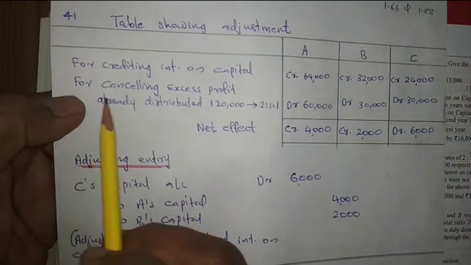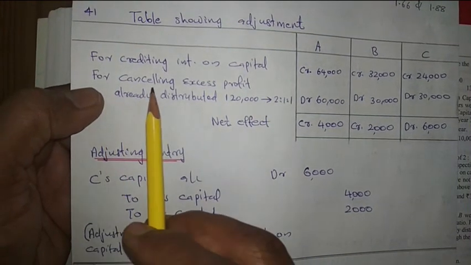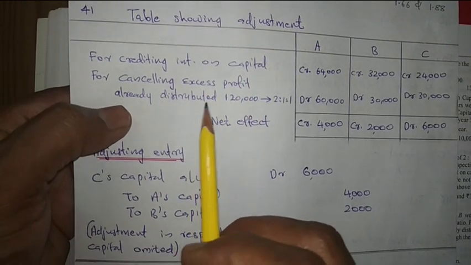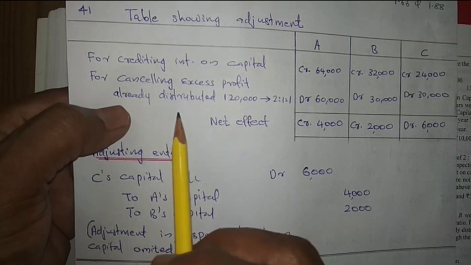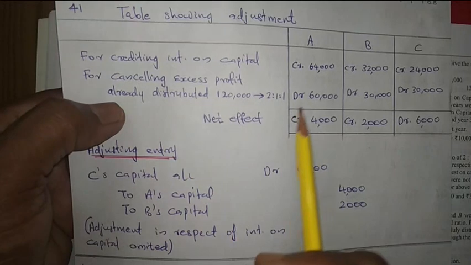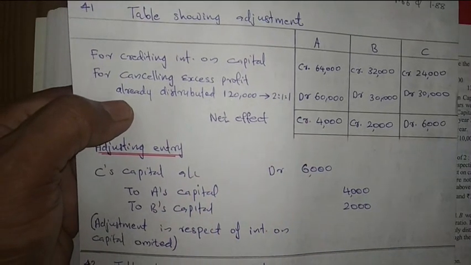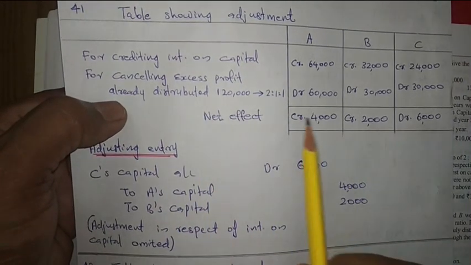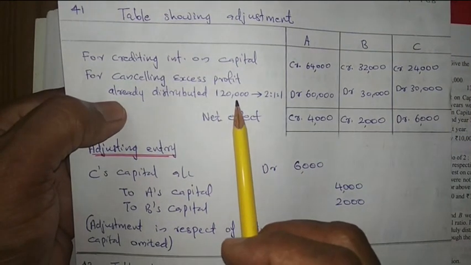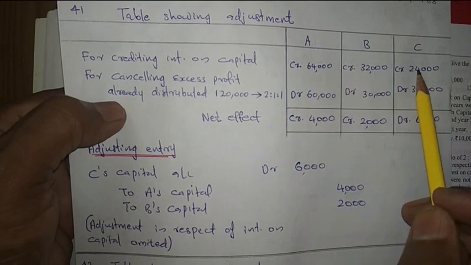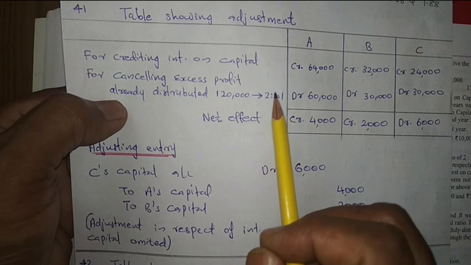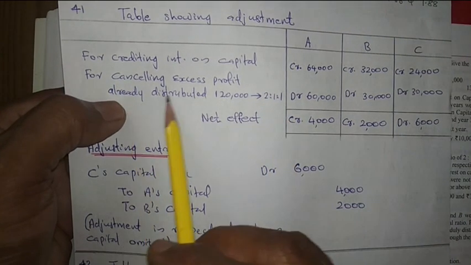Divisible profit they are distributing in the profit sharing ratio. So in the second line you see what I have written: for cancelling excess profit already distributed. You understood now, because interest on capital was not taken in the appropriation account, they got some extra divisible profit, which we are cancelling now in the profit sharing ratio. So this is 1,20,000. Where is this 1,20,000 coming from? This is the total amount of interest on capital, which we cancel in the profit sharing ratio.